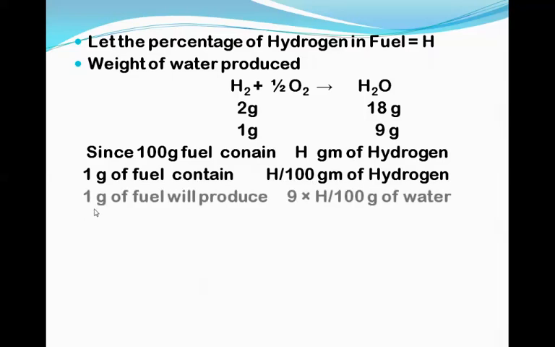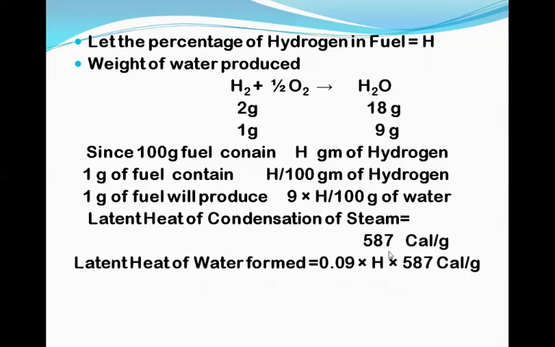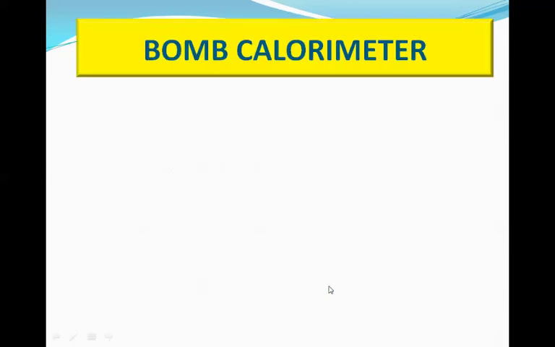Now, suppose 1 gram of the fuel produces 9 into H by 100 grams of water. Then the latent heat of condensation of steam for this amount of water produced by 1 gram of the fuel will be 0.09 into H into 587 calories per gram. So LCV can be calculated as HCV minus this latent heat of the water formed, that is 0.09 into H into 587 calories per gram.